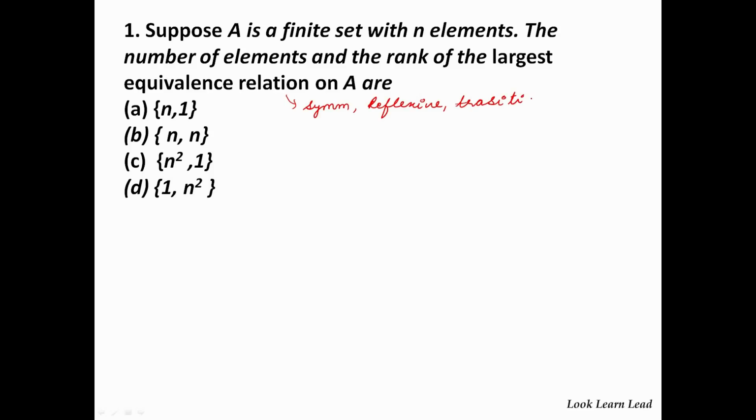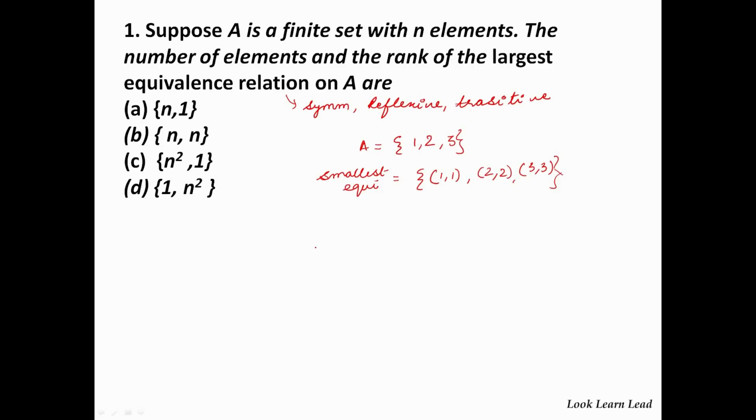Okay, this is the equivalence relation. Let's take an example. Suppose we have a set A, a finite set with 3 elements: 1, 2 and 3. We will be talking about the smallest equivalence relation. What is the smallest equivalence relation? It would contain all the diagonal elements, that is (1,1), (2,2) and (3,3). Okay, it is the smallest.